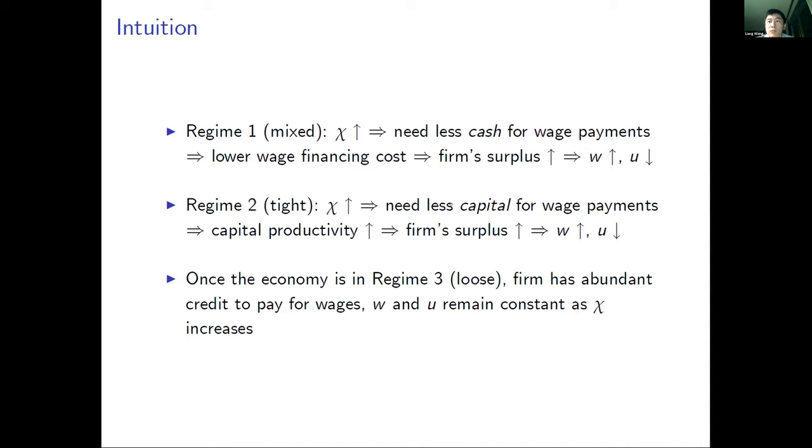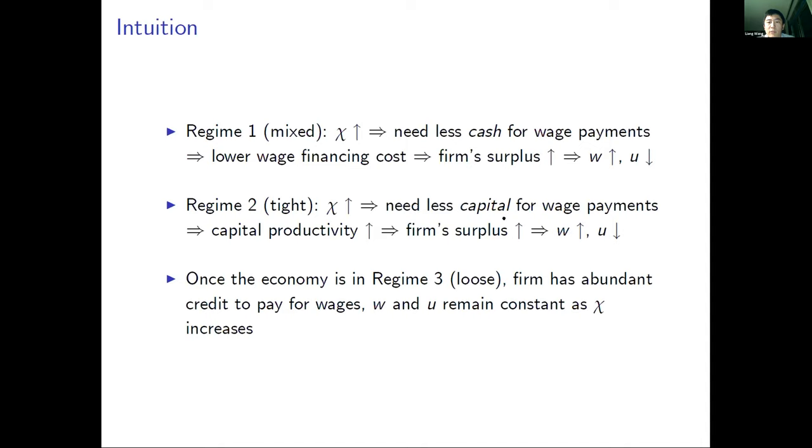And a similar intuition, even though not the same, works in the second regime. In the second regime, remember that firms don't need to carry cash. So as chi increases, they need less and less capital for the reason of collateral for wage payment. So they can actually stop over-accumulating capital. They're going to restore the efficient level of capital. That means the capital productivity is going to go up, implying a higher surplus for the firm, which also leads to a higher wage for workers and lower unemployment. So in general, improved firm credit condition is going to be beneficial for the workers in terms of wage and also lower unemployment.